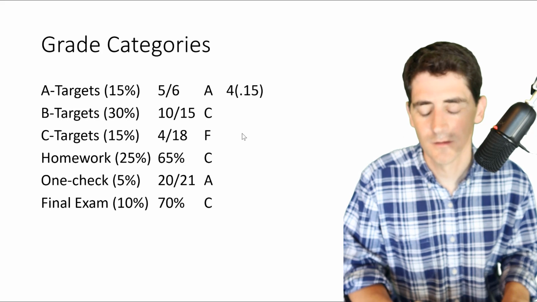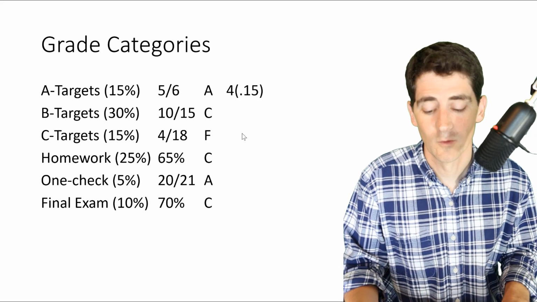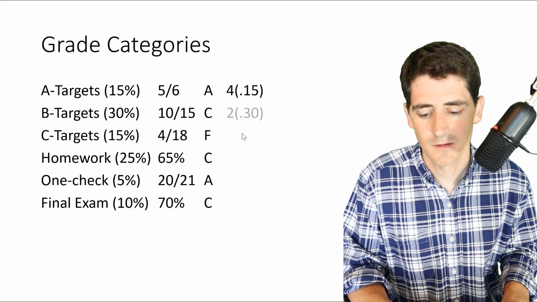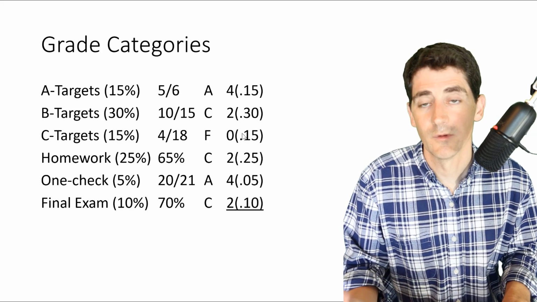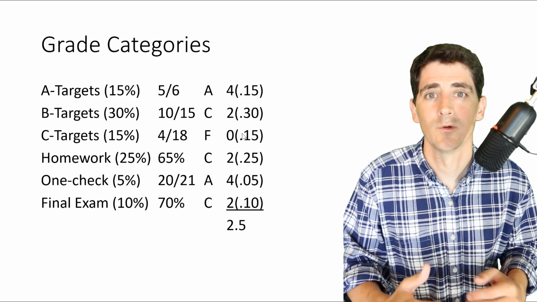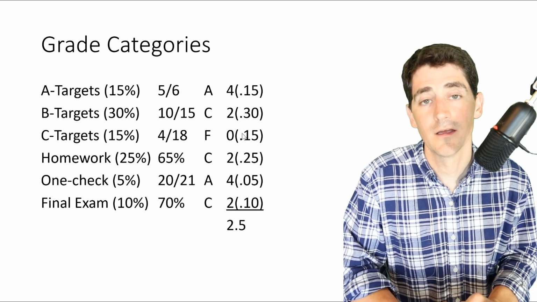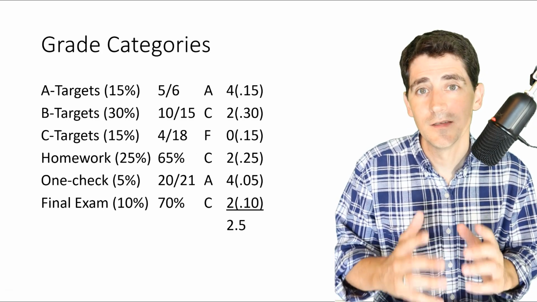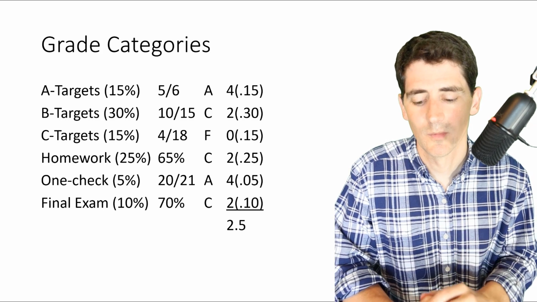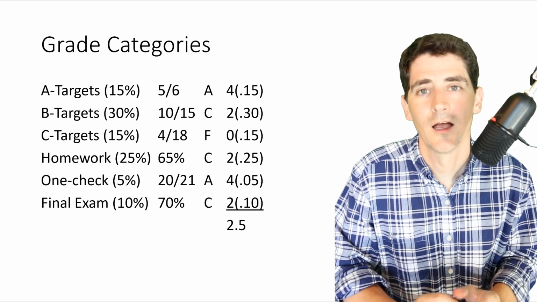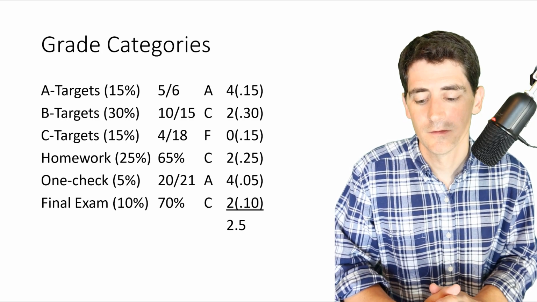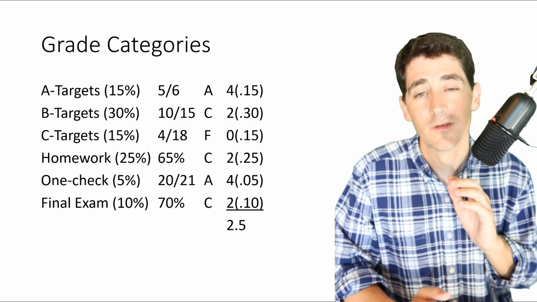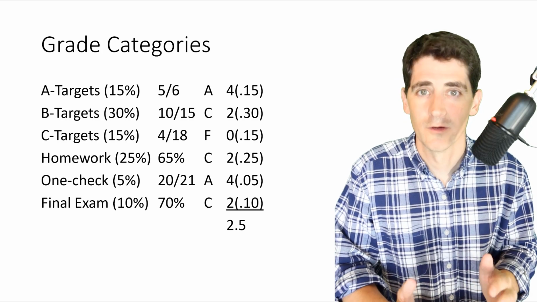So for example, this student had an A that's worth 4 points times 15% for the A targets. And we can keep going down this list. And when you add all this up, you get a 2.5, which is a C, which I think is a fair grade for this student. This is detailed in the syllabus with the example report. I go over it over and over. I include the table in the grade report that gets sent out. And I even show them what if the semester ended this day, this is what your grade would be.